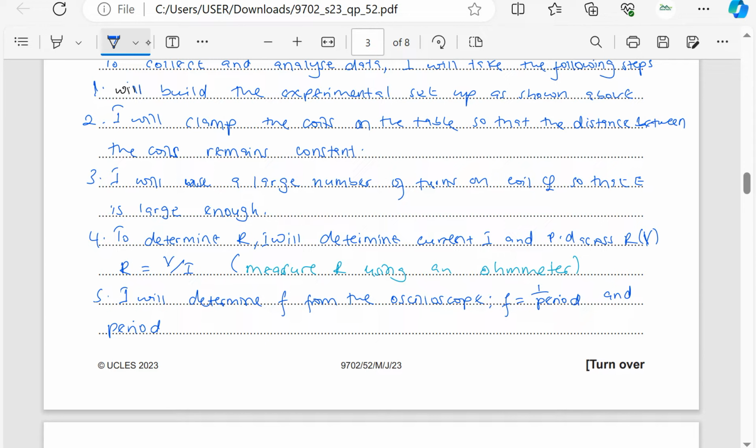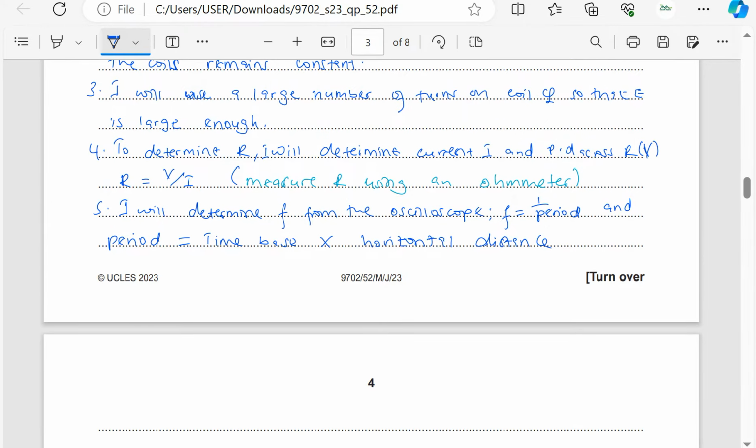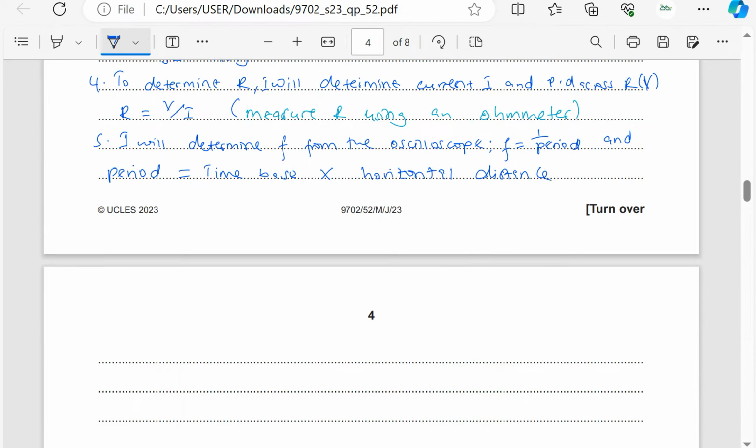How do you determine the period from the cathode ray oscilloscope? This is going to be the time base multiplied by the horizontal distance. So period is the horizontal distance times the time base, and amplitude or EMF is the vertical distance times the Y gain. That is how you get the period. That's how you did it in waves of paper 2.